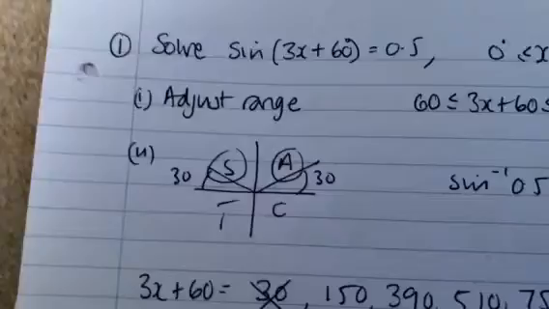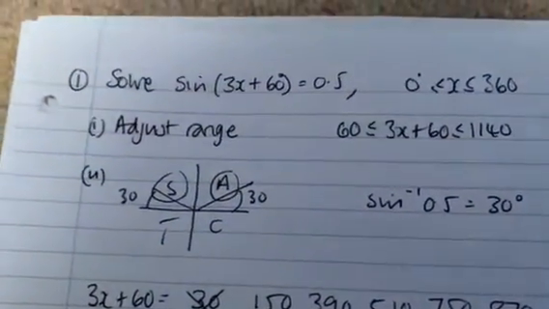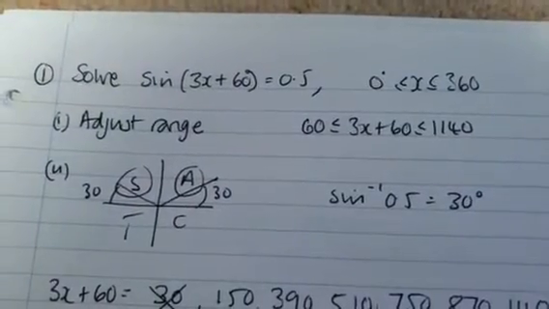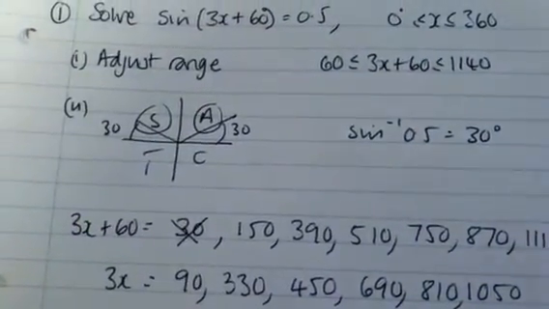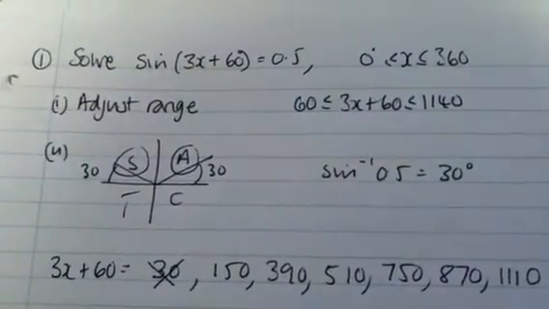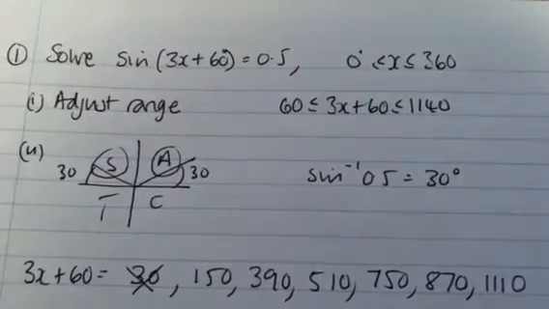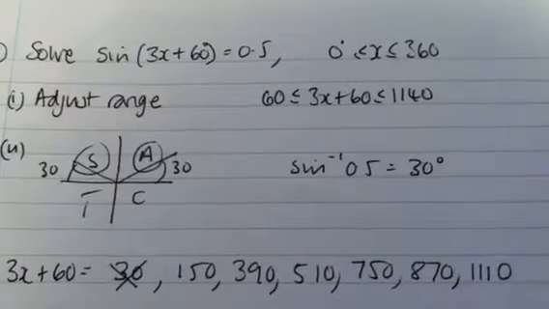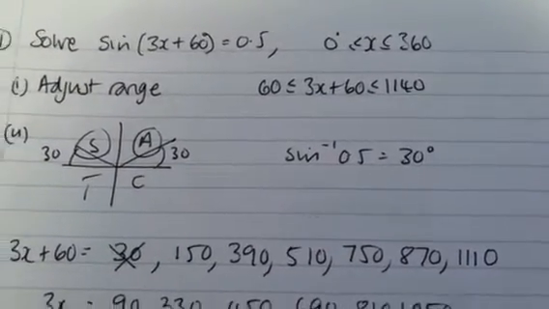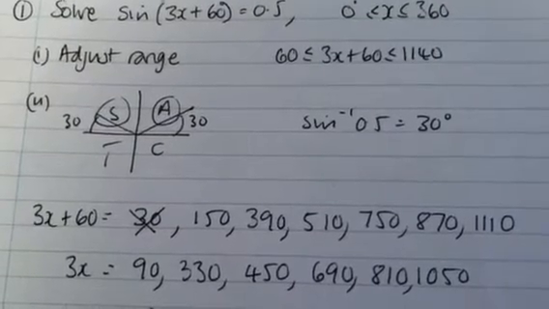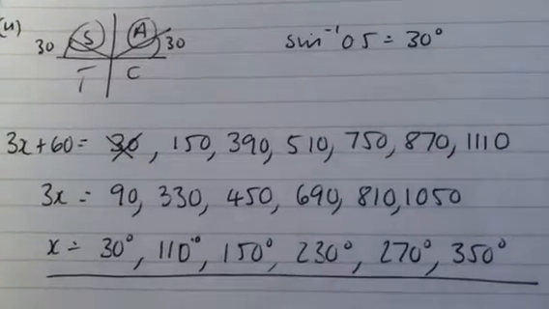I'm going to use CAST. You might use your curves to get your angles. I know that if I inverse sine 0.5, I'm going to get 30 degrees. So I'm looking at 3x plus 60 being 30 degrees. Well, of course, 30 is outside my range of 3x plus 60. So the values are 150, 390, 510, 750, 870 and 1110. I'm now going to subtract 60 off them all, and then I'm going to divide by 3.